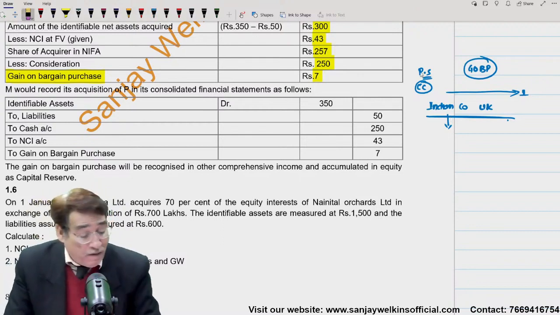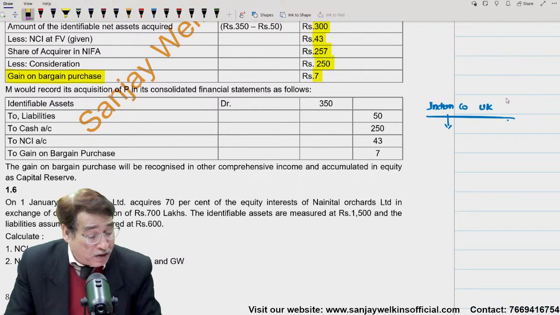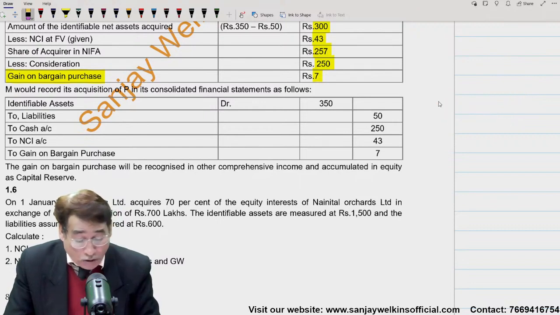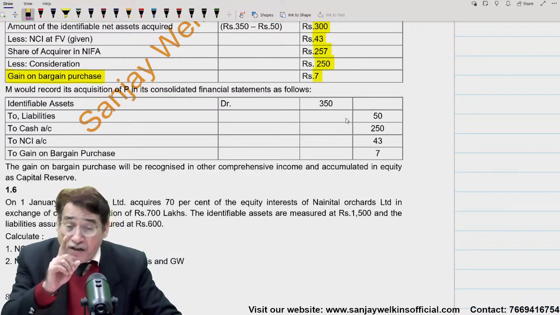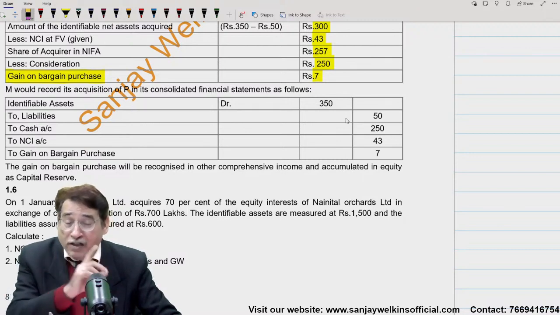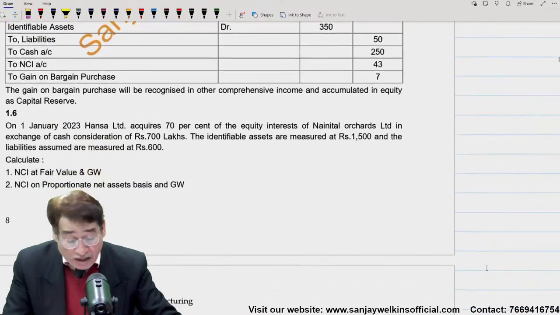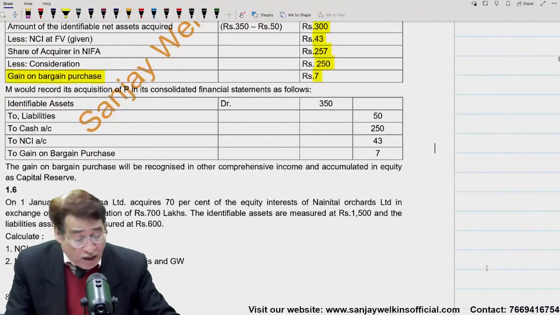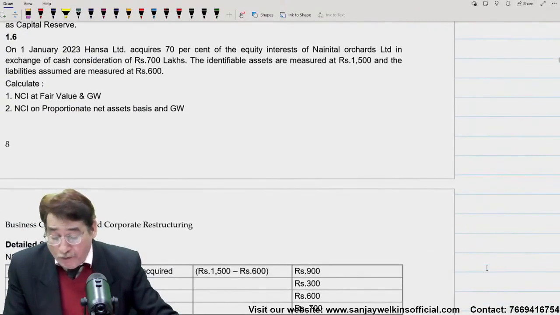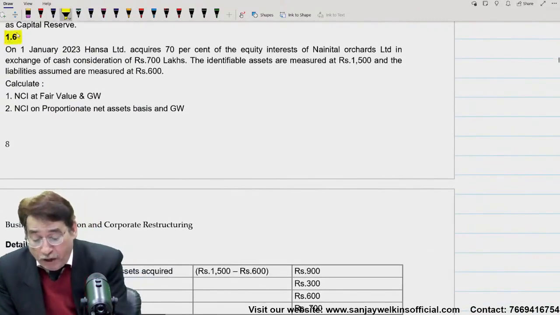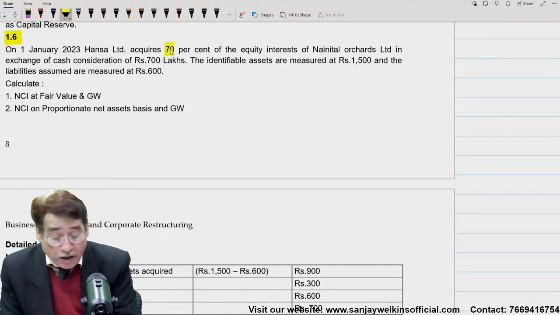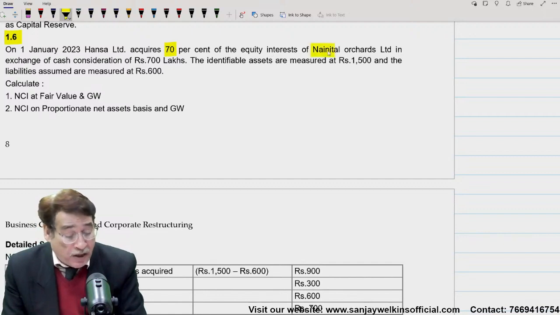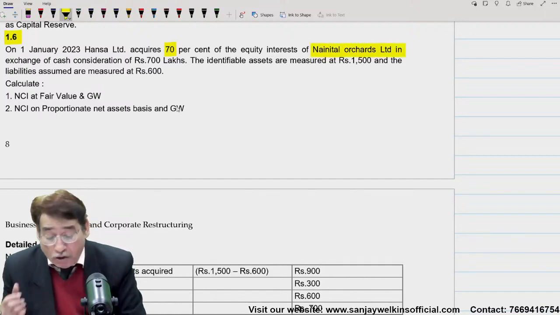But the point is that this knowledge will hold you in a very good state. You will remember me, no doubt about that. I'm very sure that whatever I'm telling you, something extra, definitely out of that, 80 or 90% you will face in your interviews. That is the reason I keep on telling you. Anyway, I think I have solved this question. Okay, 1.6, just have a look over here. In 1.6, what are we getting: on 1st of January 2023, Hansa Limited acquired 70% of the equity interest in Nainital Orchards Limited.